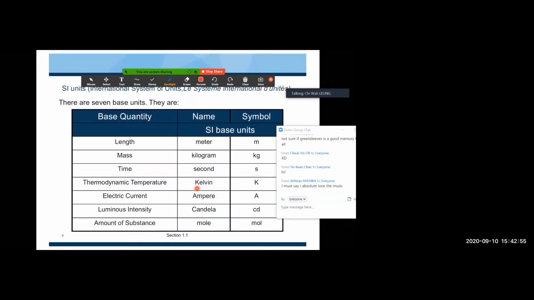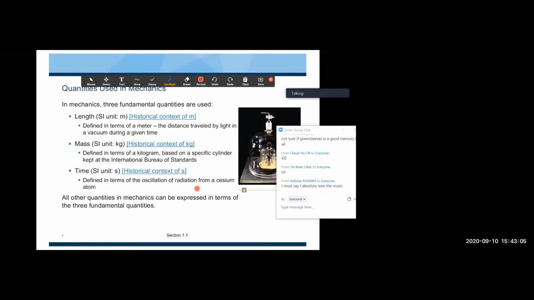And SI units, presumably you have learned about them, so I will not once again go into the details here. If you are interested in the definition of various SI units, you could always go to this link to see the definition of various SI units.